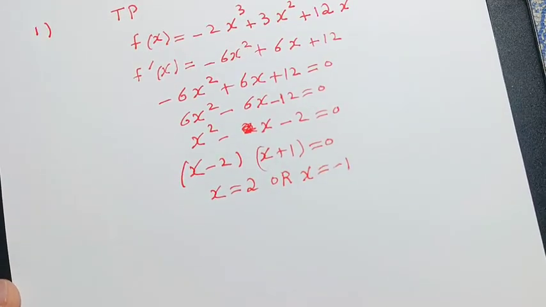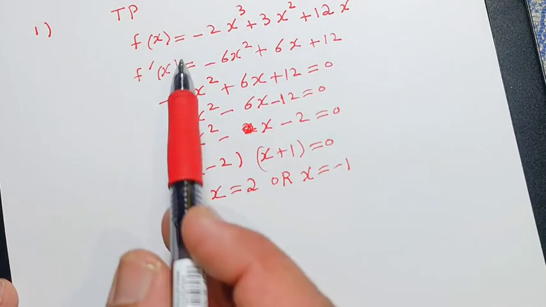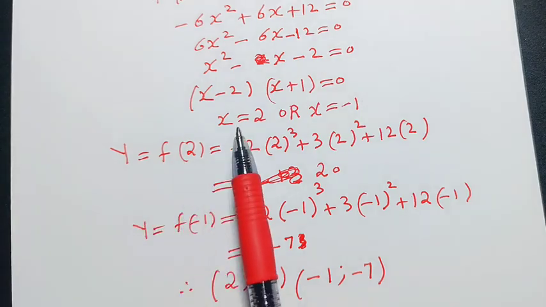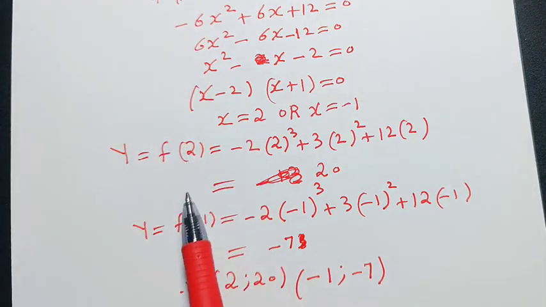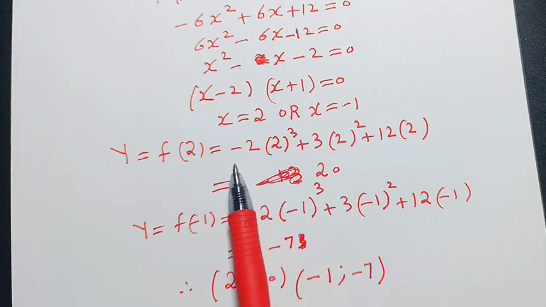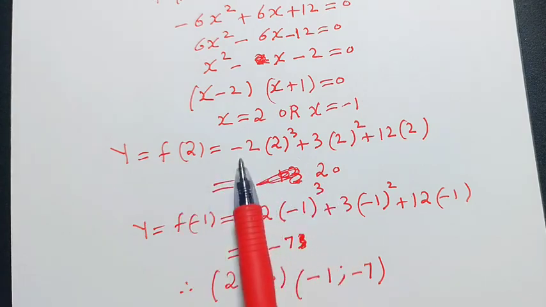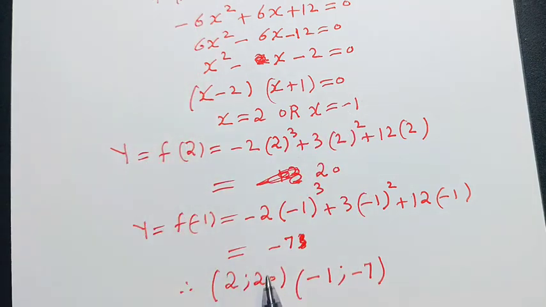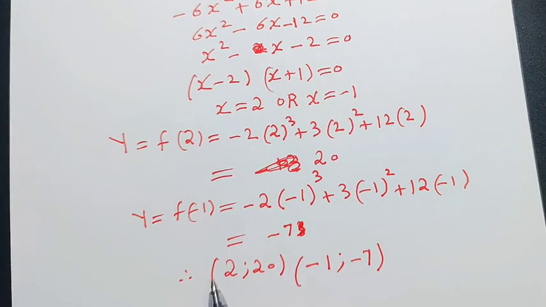Now I need to substitute back into the original function to find the y value. So I substitute x equal to 2 into the original function to get the y value. The first y value is 20, and then for x equal to -1, I substitute into the original function to get the second y value, which is -7. So therefore, the turning points are (2, 20) and the second one is (-1, -7). This is the first question's answer.